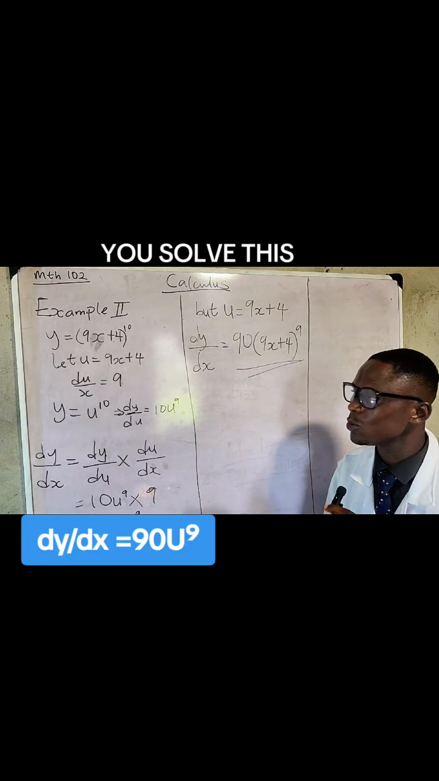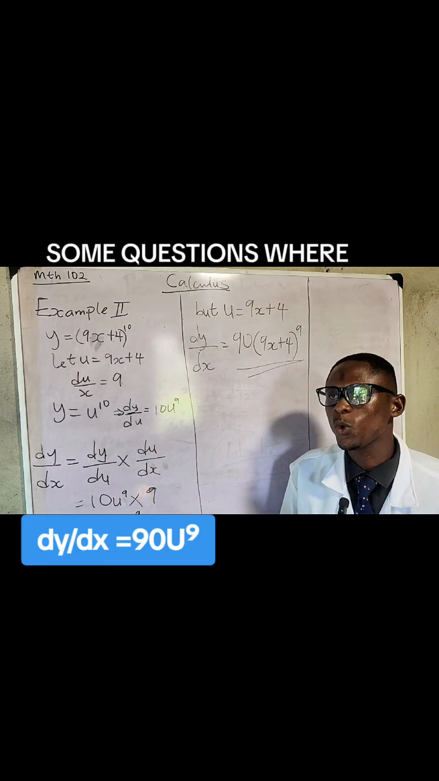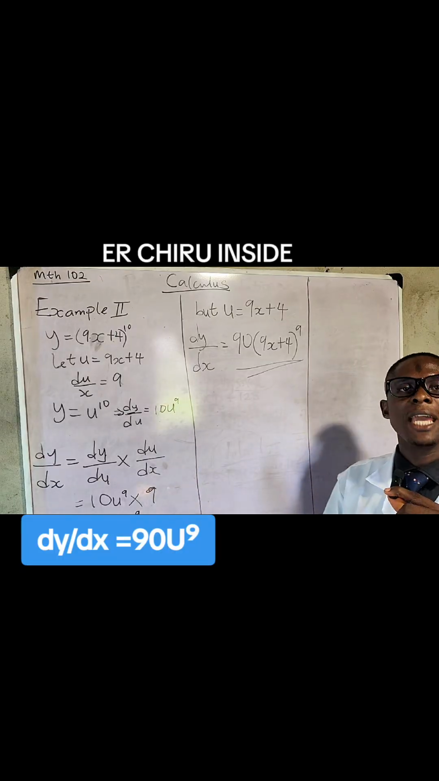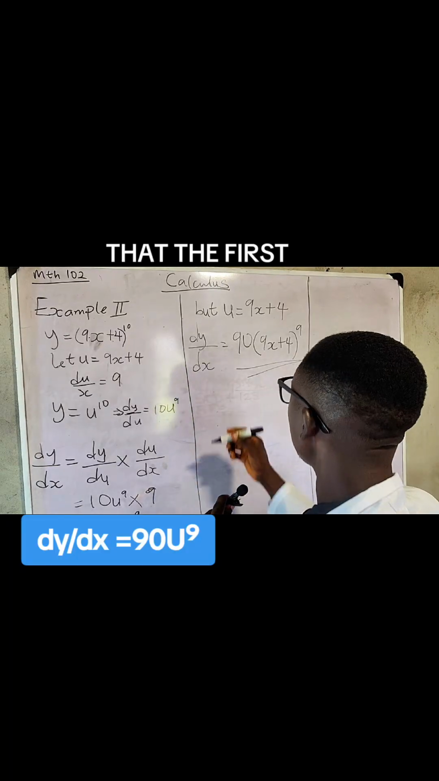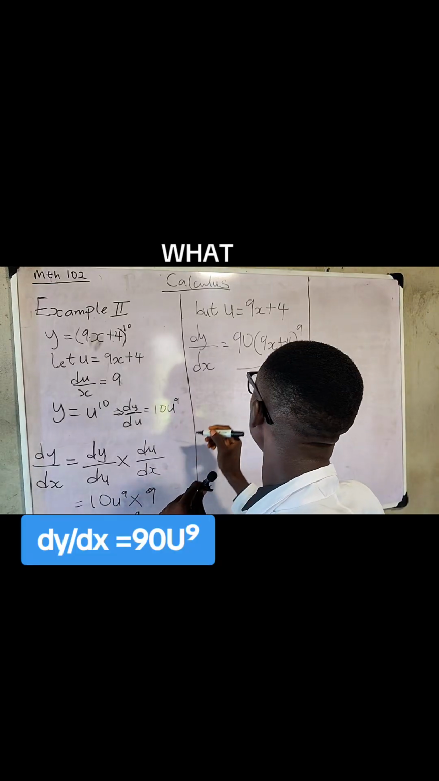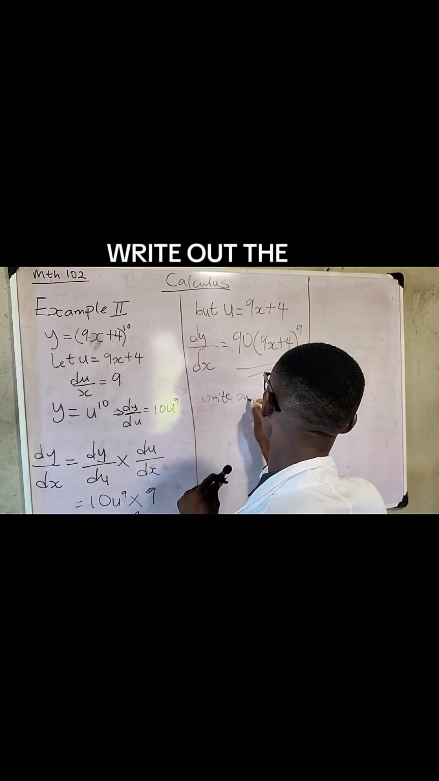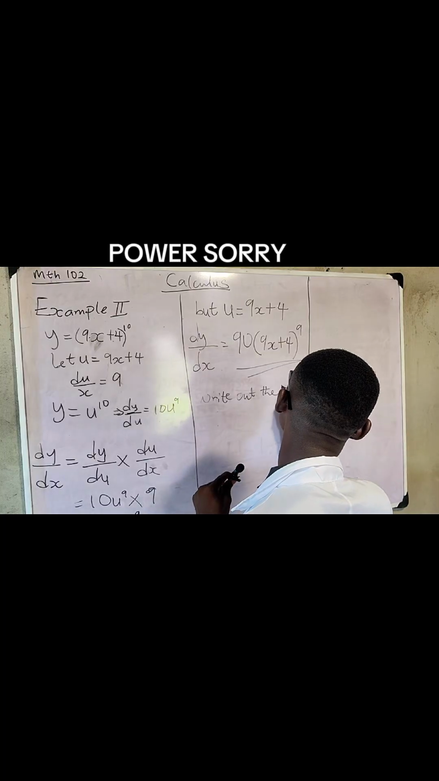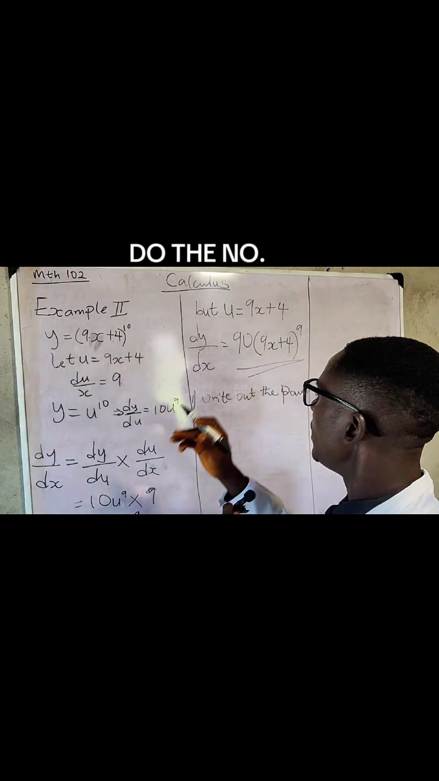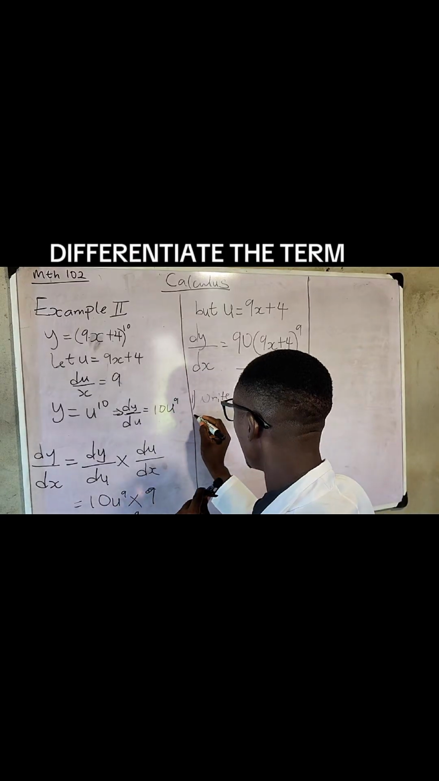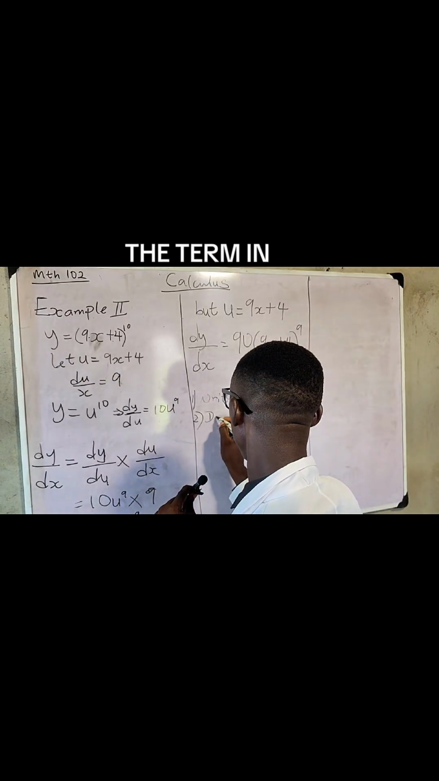Now, how do you solve this using the shortcut? Instead of you carrying all this plenty, because there are some questions where you also have chain rule inside a question. So how do you solve this using the shortcut? Take note now. The first step is to write out the power. Then number two is to differentiate the term in the bracket.